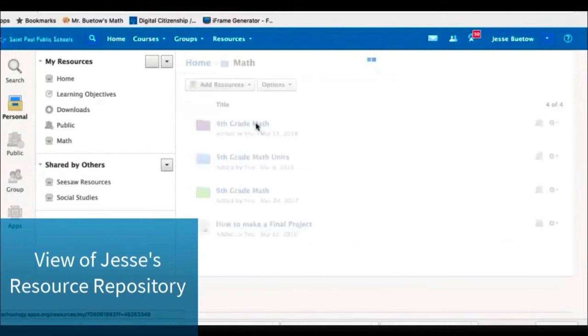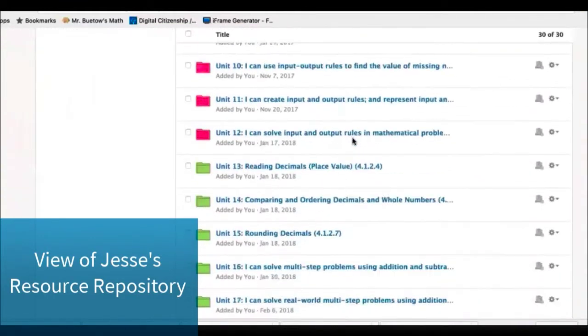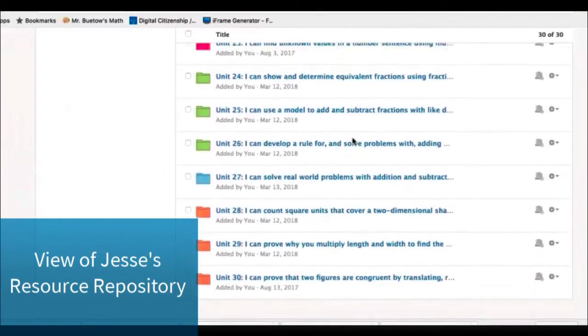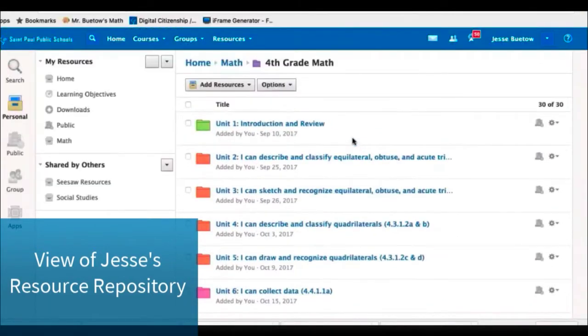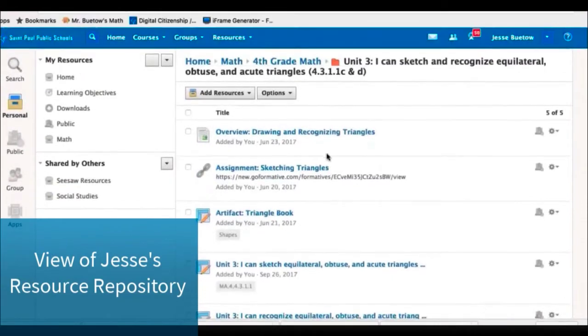If we go into one of them, you'll see that they're broken down. I broke them down by unit, and this is different than the way our district has broken them down. But I instead broke them down into units that correspond with the learning target for the state standard. So within a unit, I try to organize it into consistent pieces.